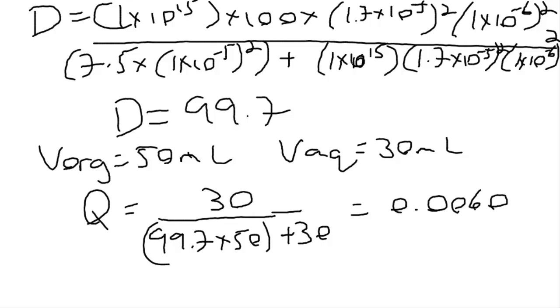And you get an answer of 0.0060. Remember, this is the fraction left in the aqueous phase. So that's a pretty low number. We do 1 minus that and multiply by 100. We end up with the extraction efficiency, which in this case is 99.4%.